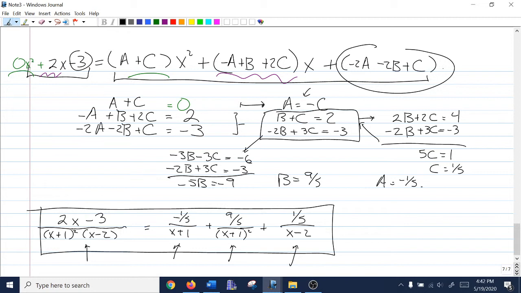Did we do this right? This can be a pain to check your answers. To check my answers completely, I would need to take a common denominator and add these fractions, and I don't want to do that. A simpler way to check your answers is to plug in a number.